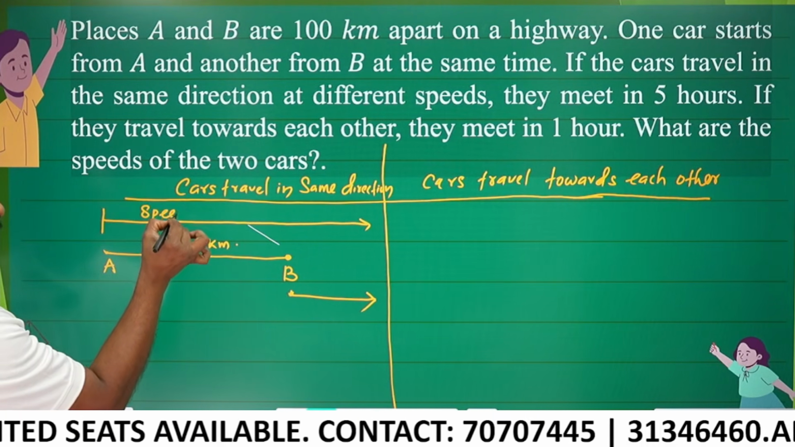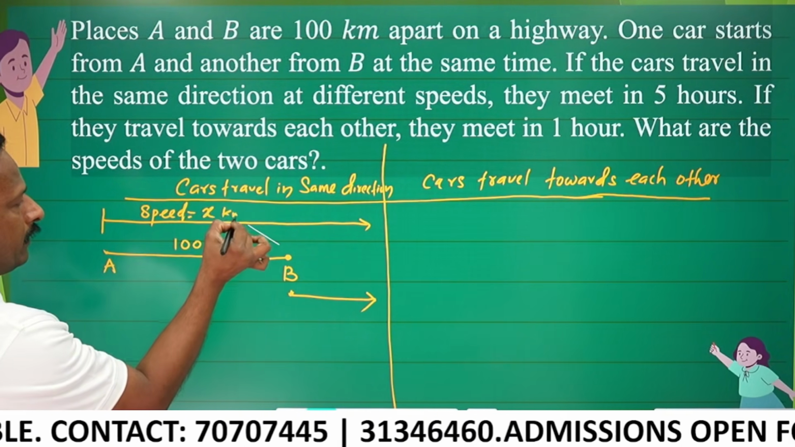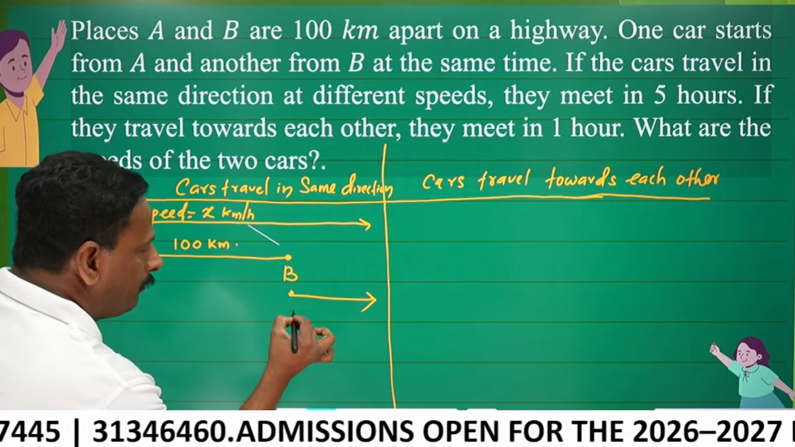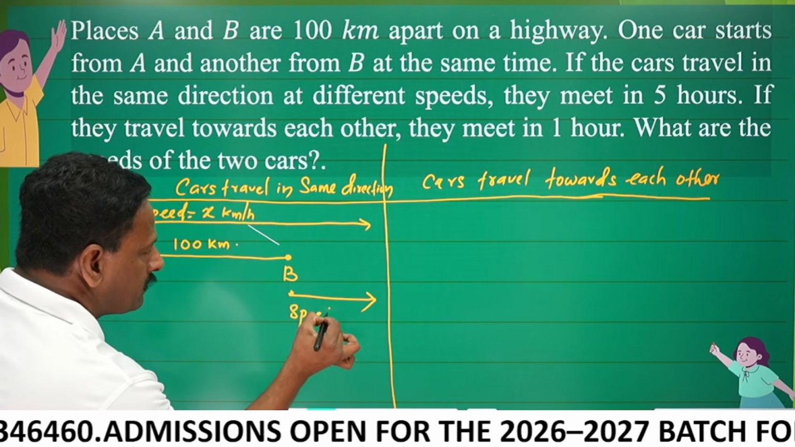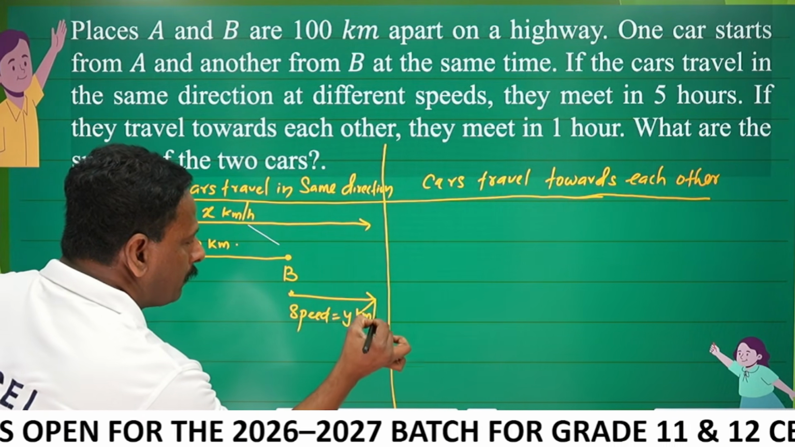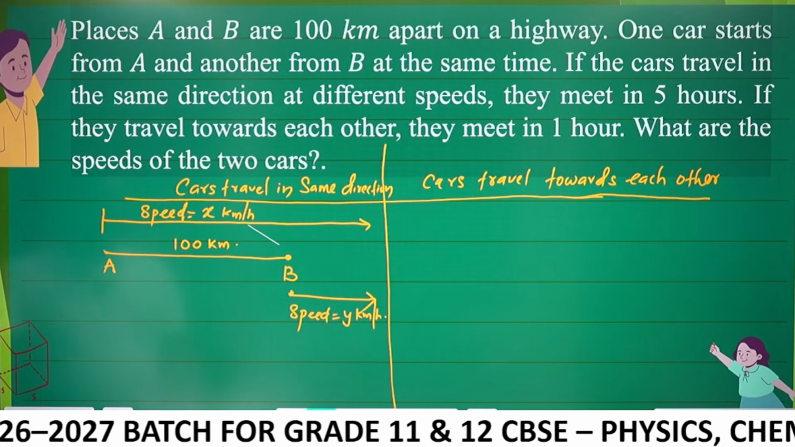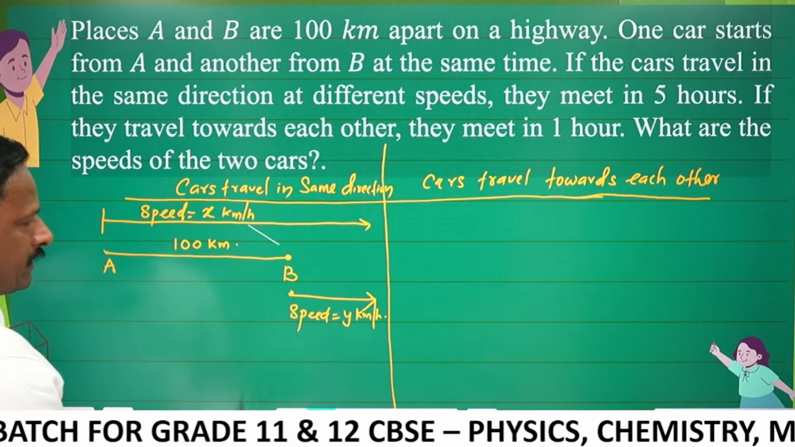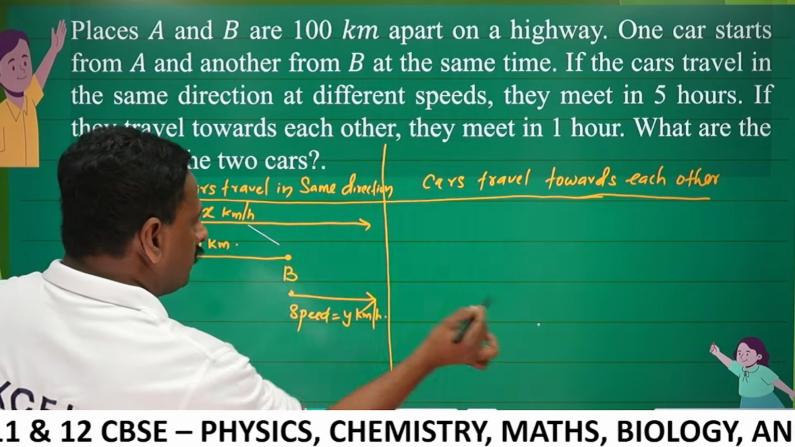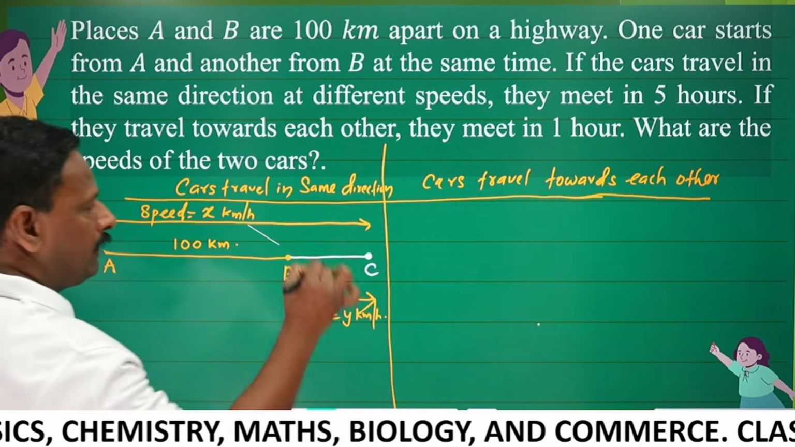So the speed of the car starting from A we will take as x km per hour, and the speed of the car starting from B we will take as y km per hour. Now if both of them travel in the same direction, we can see that they will meet somewhere beyond B. Let that point be C.